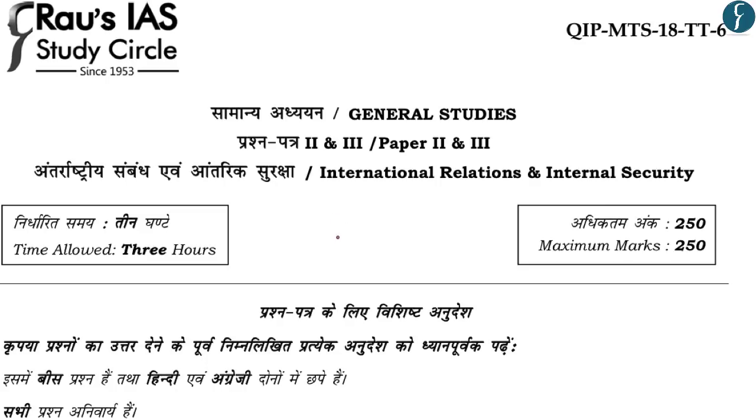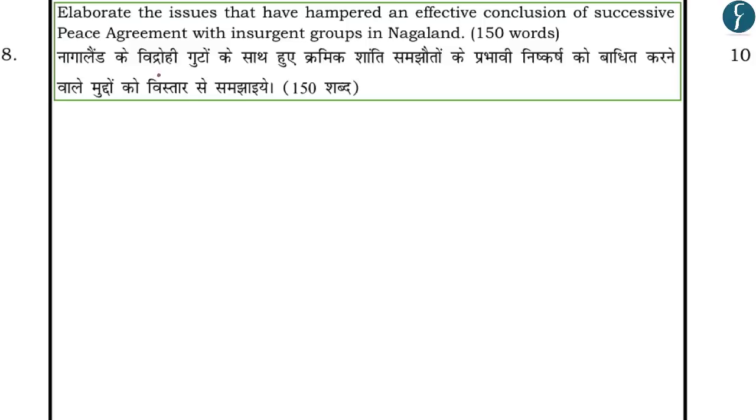Now, based on this explanation, what I'll do is provide you a question for your mains practice. And we'll take this question from the test series that we had prepared for the general studies within the section Internal Security. Now, the question that was asked was: elaborate the issues that have hampered an effective conclusion of successive peace agreements with insurgent groups in Nagaland.